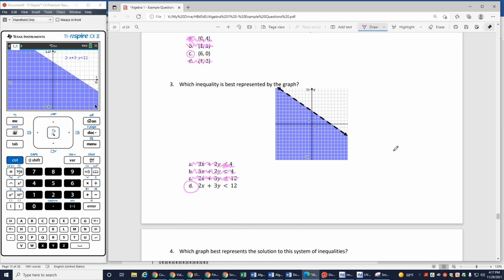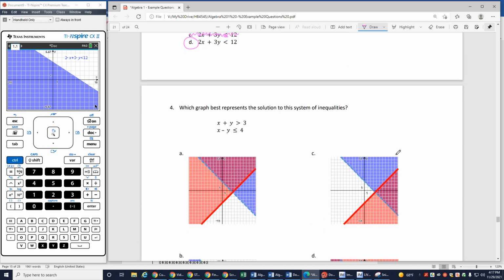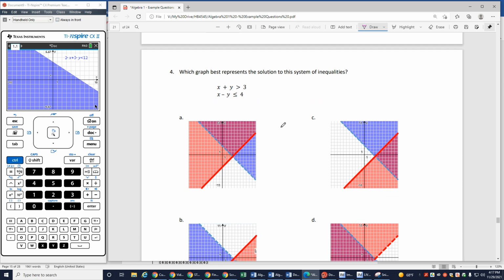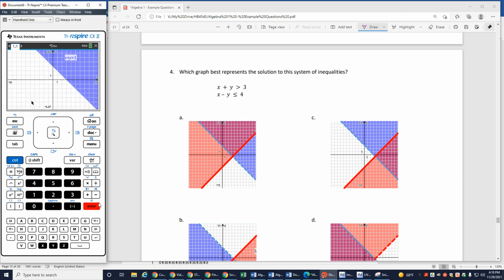Okay, let's look at number 4. Which graph best represents the solution to the system of inequalities? Okay, so we're going to graph these two and see which one it matches. First I'm going to graph that first one. Since I already have a graph going, I'm just going to delete that one out and use the same one. X plus y is greater than 3. So remember, control equals greater than 3. When I hit enter, I can see here's what it looks like, and it's a dotted line.